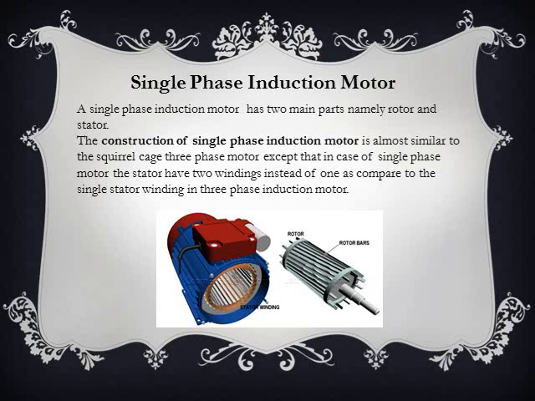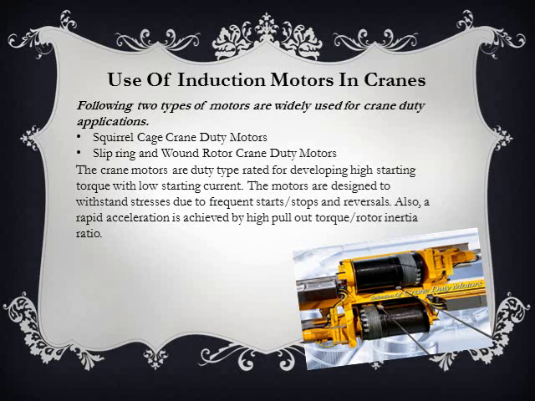Single phase induction motor. A single phase induction motor has two main parts, namely the rotor and the stator. The construction of a single phase induction motor is almost similar to the squirrel cage three-phase motor, except that in the case of a single phase motor the stator has two windings instead of one, as compared to the single stator winding in a three-phase induction motor.